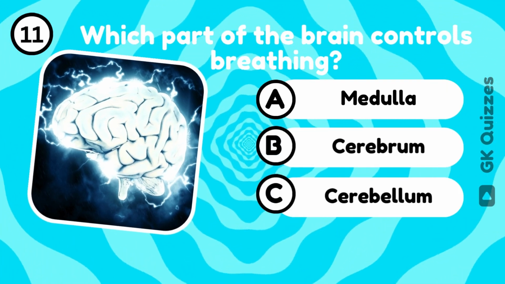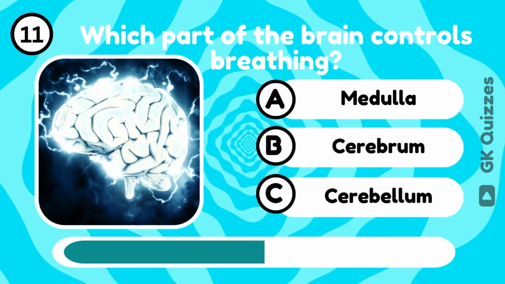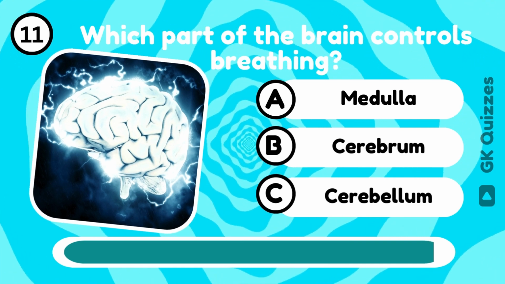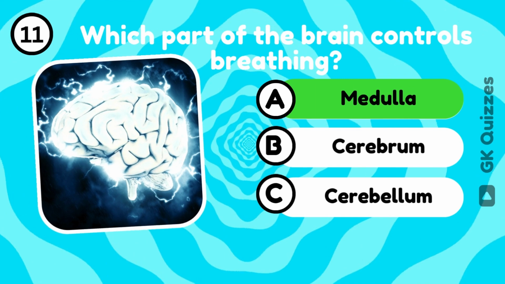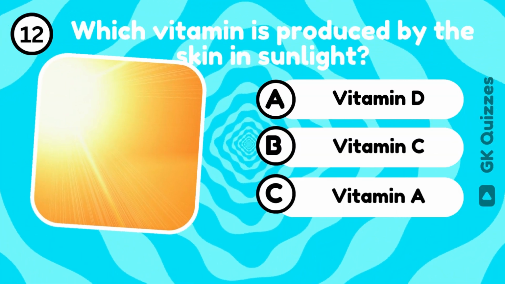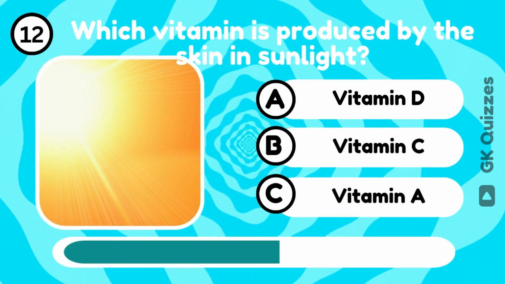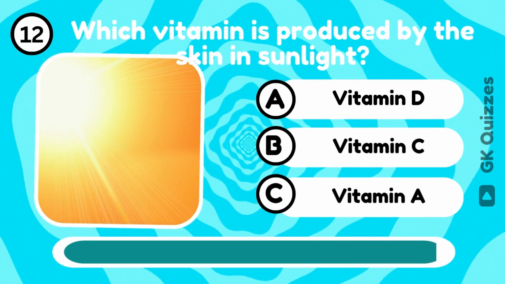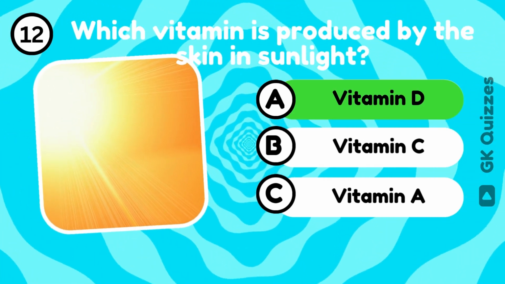Which part of the brain controls breathing? Medulla, cerebrum, or cerebellum? The correct is medulla. Which vitamin is produced by the skin in sunlight? Vitamin D, vitamin C, or vitamin A? The correct is vitamin D.